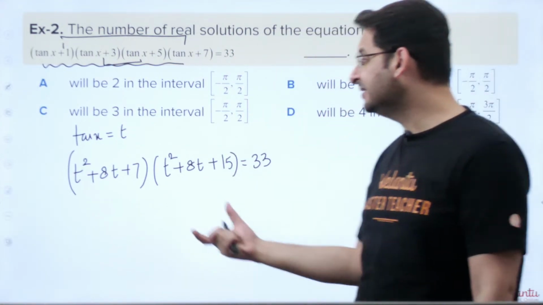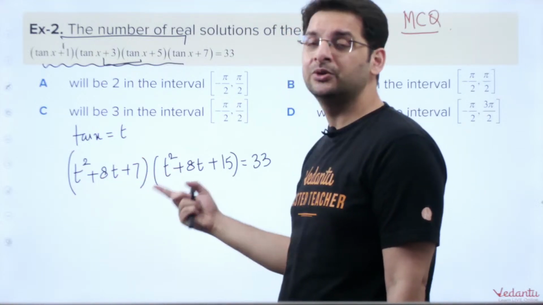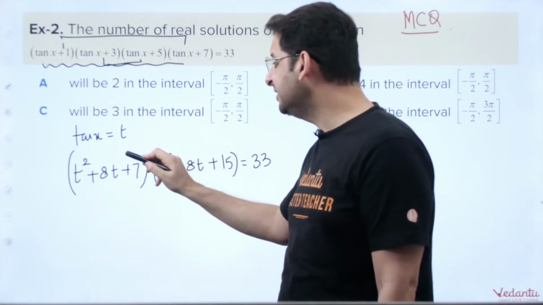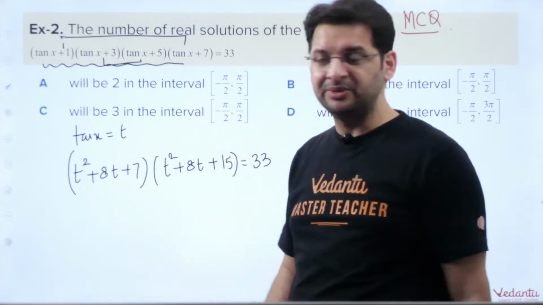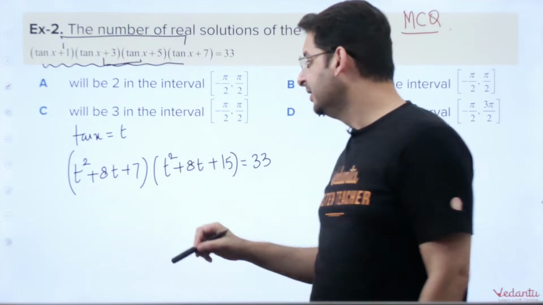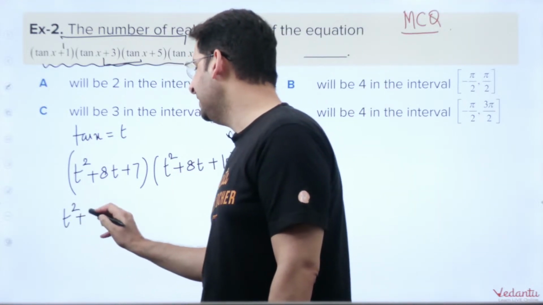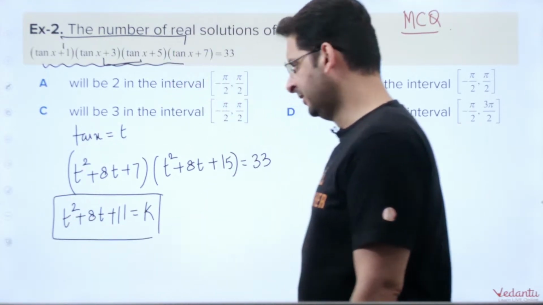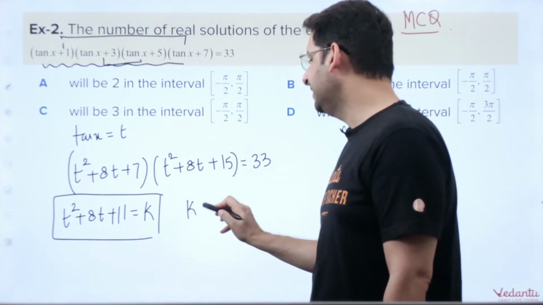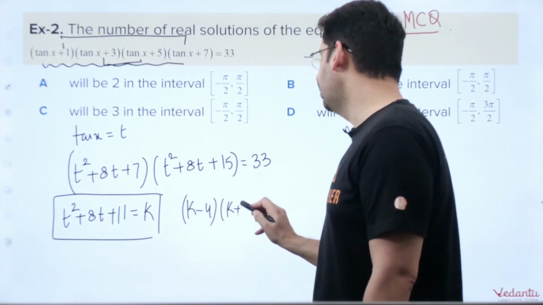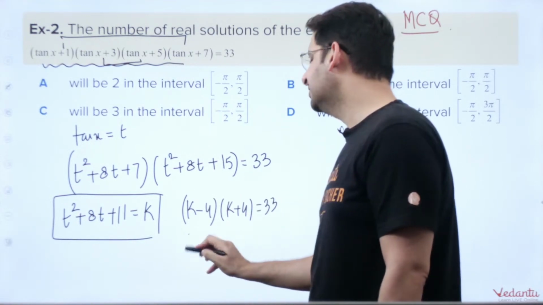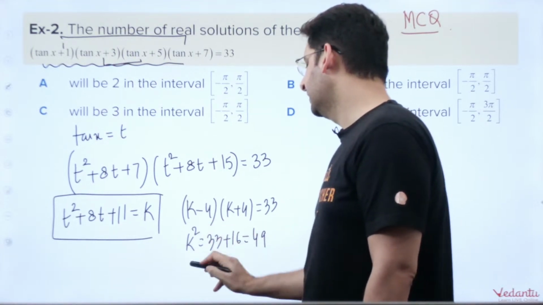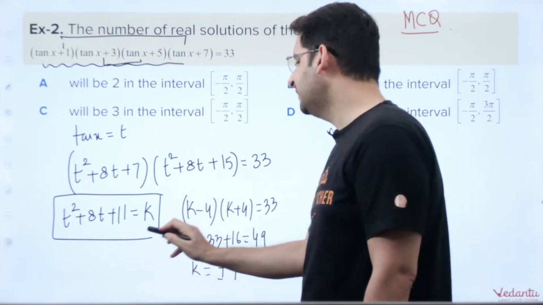Now there are two ways. One is t square plus 8t plus 7, you can assume another variable k. But we can see the mean of these two, what is going to be the mean of these two? That is the easiest way possible. 7 and 15, the mean is 11, right? So what we'll do is t square plus 8t plus 11, you assume k. Right, so we have (k minus 4)(k plus 4) is equal to 33. K square is equal to 33 plus 16. That is 49. K is plus minus 7. And this way you are able to solve.